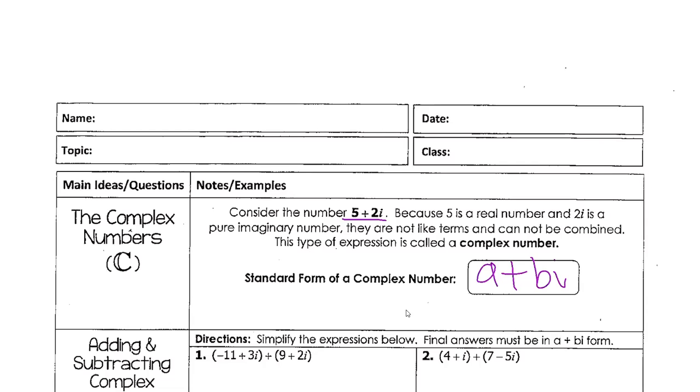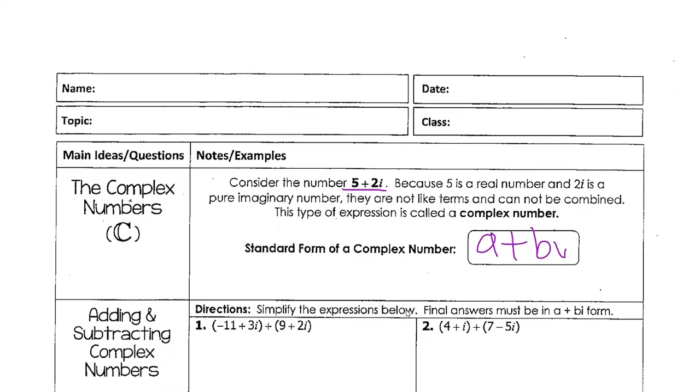And you can't combine these, they're not like terms, but a complex number is anything in this form, a plus bi. And like I said, this is your real part, like your real number, like 5, 2, 3, whatever it is. And then this is your imaginary part, like 2i, 3i, whatever it might be.